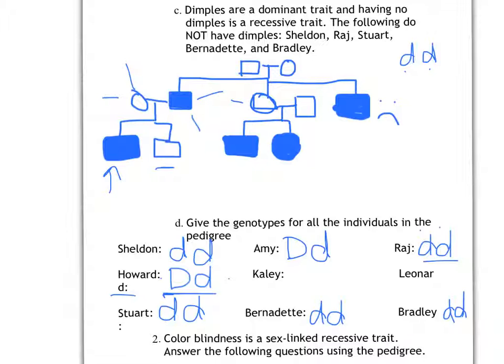And then now we go to Kaylee right here. Kaylee has dimples, so she has the dominant allele, but both of her children, Stuart and Bernadette, have the recessive allele, so she must have the recessive allele as well. Also, Leonard has dimples, but he must also have the recessive allele. So both Stuart and Bernadette, their children, get the recessive alleles from their parents. And that's the pedigree for the Big Bang Theory.